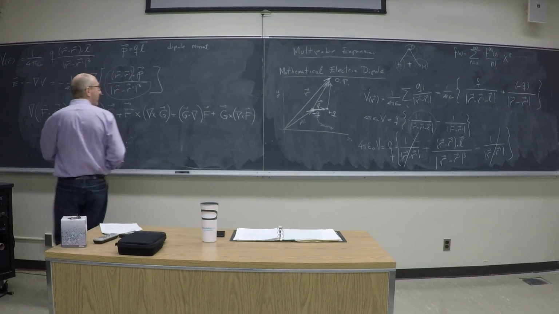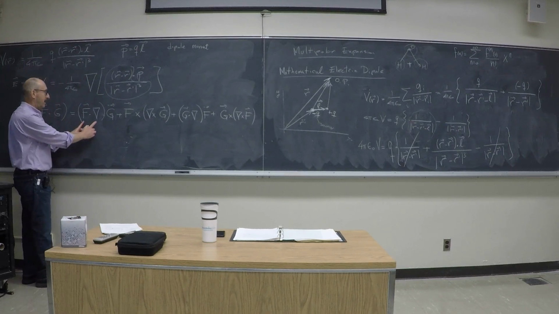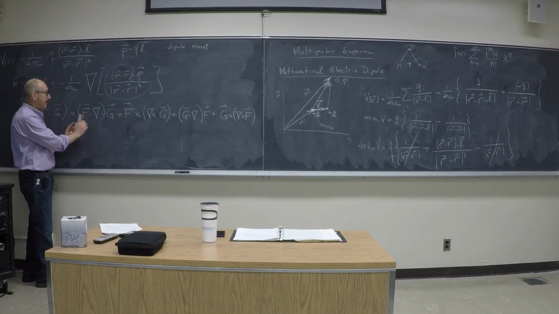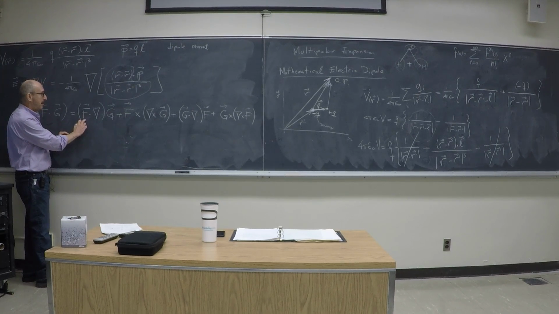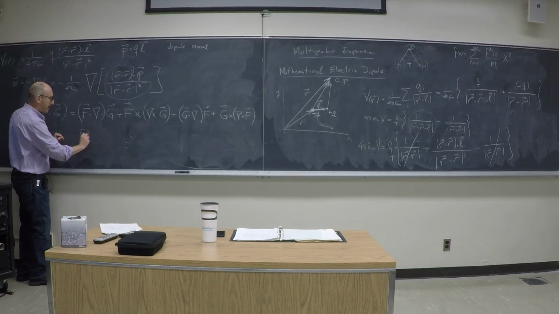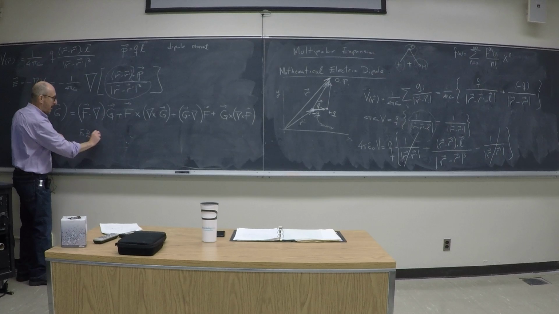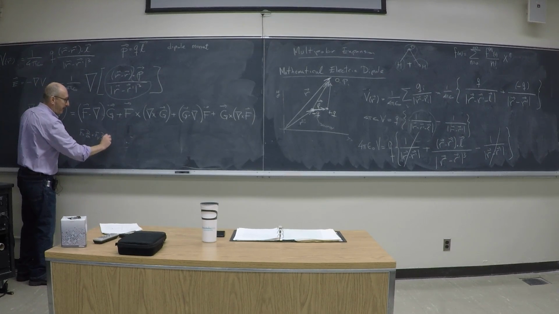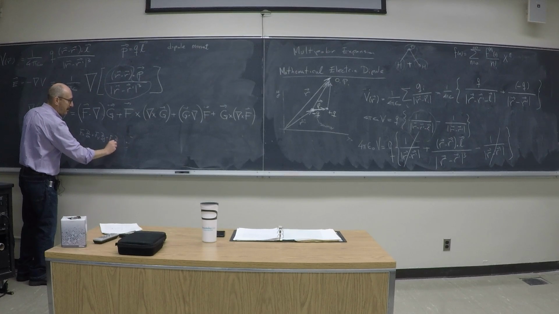Now, of course, there are some nasty things here, like for example, this thing here. We didn't learn this before. Okay, but this is very simple to interpret. This thing here means f_x d/dx plus f_y d/dy plus f_z d/dz.